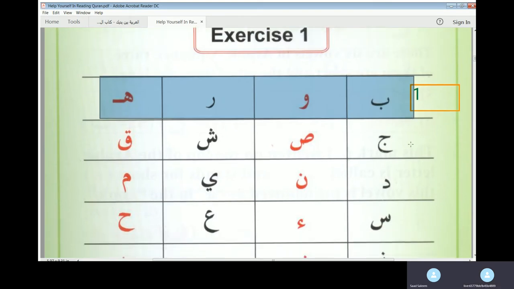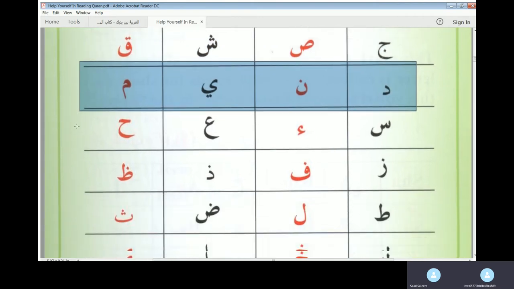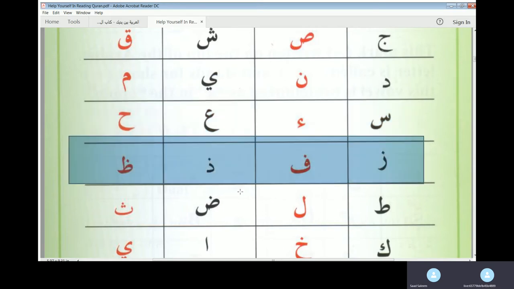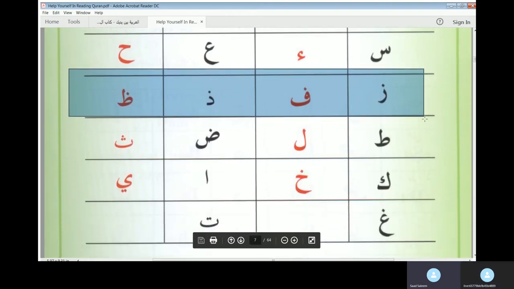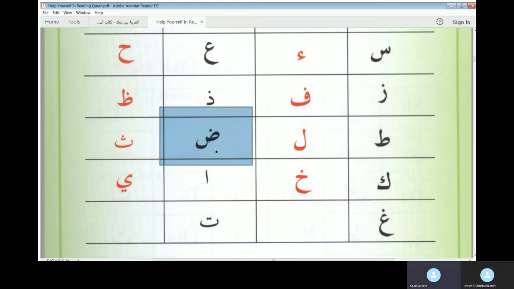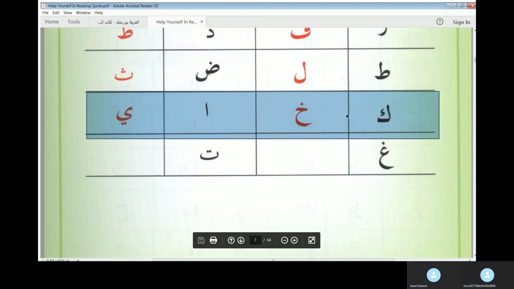Can you read this? Ba, wow, ro, he, ke, so, jim, sod, shin, kof, thou, noon, ye, mim, sin, hamza, ain, he, zay, fa, zao, lam, dog, calf, ka, aleph, ya, gain.